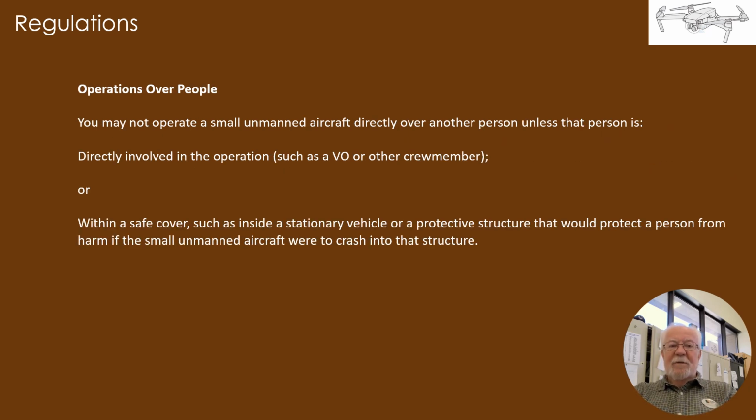Operating over people. You may not operate a small unmanned aircraft over another person unless that person is directly involved. In other words, they're a visual observer, VO, or a crew member. Or if they're under safe cover, like inside a stationary vehicle or a protective structure that would protect the person from harm if the aircraft were to hit and fall to the ground, that's okay too. But otherwise, we can't fly over people. It's prohibited. There are some exceptions that we will learn, but right now you can't fly over people.